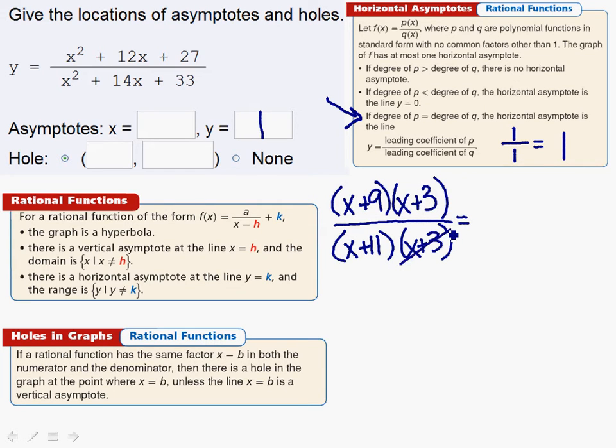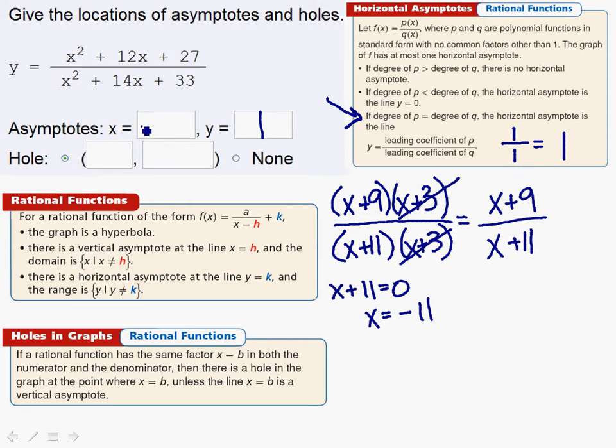We can divide out the x plus 3 in the top and bottom, leaving us with a simplified expression of x plus 9 over x plus 11. In order to identify the x value, or the vertical asymptote, we're looking for when the denominator of the simplified expression equals 0. So when x plus 11 equals 0, x equals negative 11. This gives us the location of our vertical asymptote.